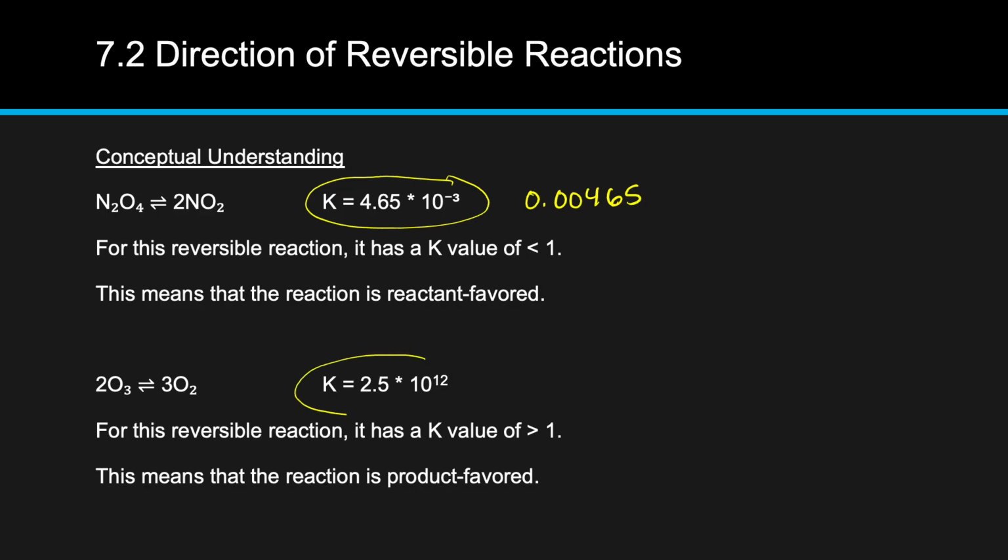Now in this bottom example, we have 10 to the 12th, which is a very large number. This is going to tell us that at equilibrium, we're going to have way more products than we are reactants, so this reaction is going to be deemed product favored.